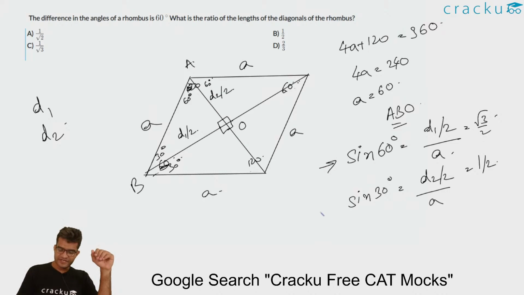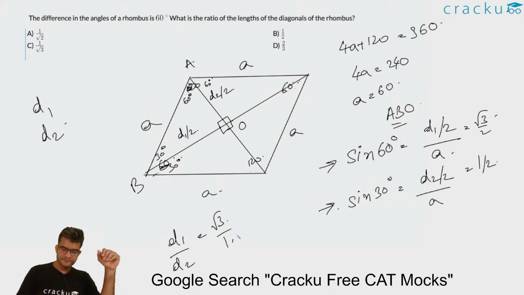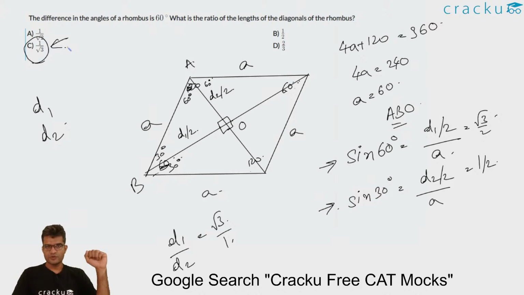So we'll take the ratio of these two equations. D1 by 2 divided by A, and A will get cancelled, by 2 and by 2 will get cancelled. So D1 divided by D2 is equal to root 3 by 1. So the ratio of the diagonals, the lengths of the diagonals, is root 3 is to 1, or the other way around, which is 1 is to root 3. So the answer for this question is option C, which is 1 by root 3.